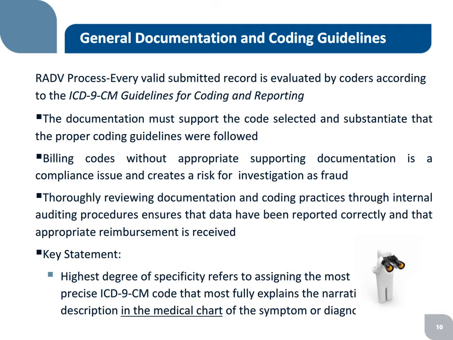Now, this key statement is really where I find to be the biggest error: the highest degree of specificity refers to assigning the most precise ICD-9 code that matches the narrative description within the medical record. And that's where sometimes it says DM, but we're coding diabetic renal. Or it says depression, but we coded major depression. 2 different ICD-9 codes, totally different values. One has a much higher value than the other. If we say hepatitis and we don't say chronic hepatitis, there's a different code, different values. So we have to be really careful that our coding matches the documentation within the medical record.